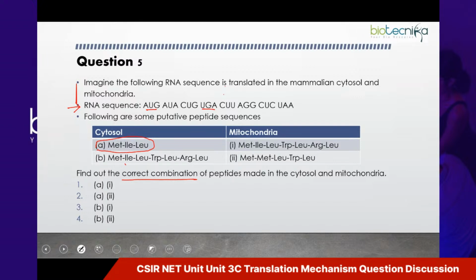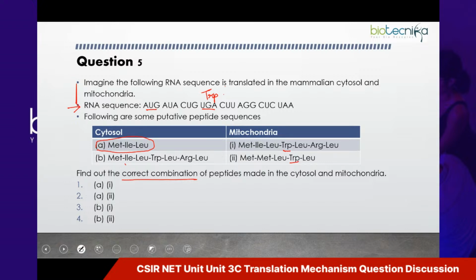Is UGA a stop codon? No. In mitochondria, UGA is not a stop codon and it codes for tryptophan. So in place of UGA, it will not get terminated and tryptophan will come. If you see here, both of the sequences have tryptophan at the fourth position.